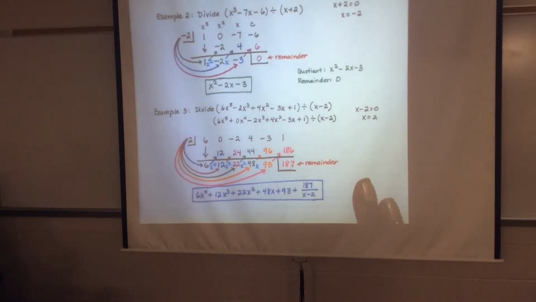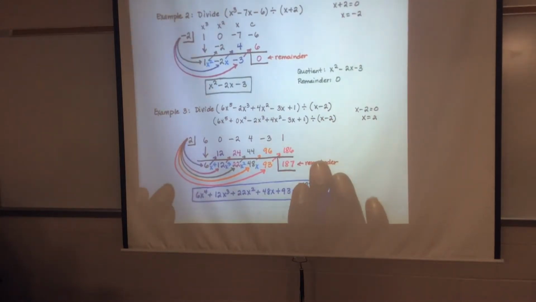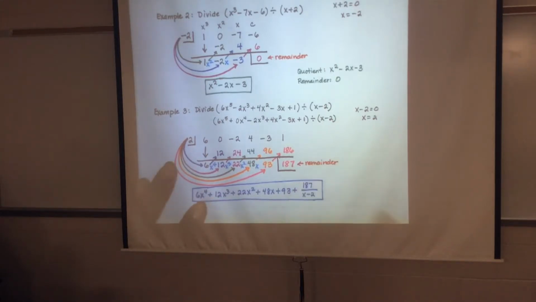Now, in the homework, they're going to want this part right here. This part will be your quotient. And then the 187, you're going to key that in as just your remainder, not the 187 over x minus 2. I'm not writing it out like that because I don't have enough room on my sheet to do that. Okay. So that's how we divide polynomials here, using synthetic division.